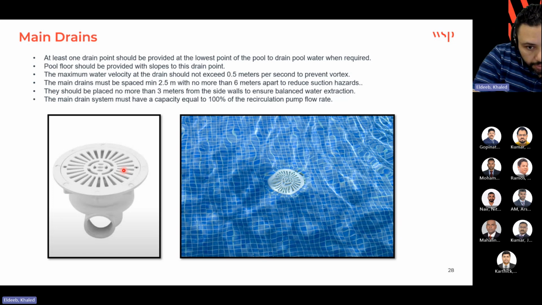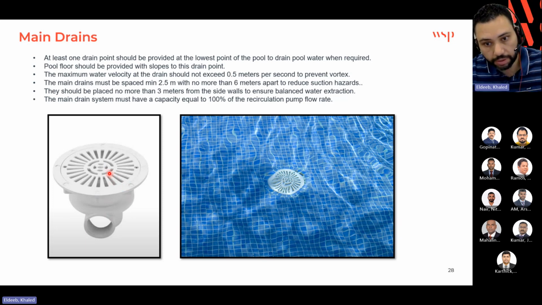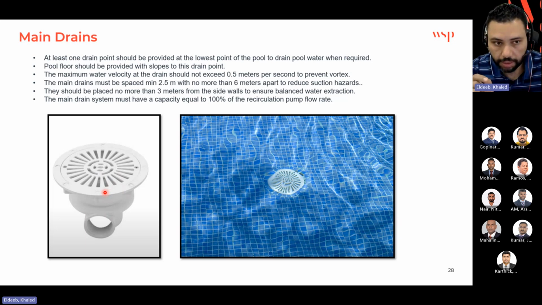So the cover must be securely fixed and heavy enough to prevent swimmers from accidentally or even intentionally removing it. It should not be removed at all, and there are different models of this. This is a key safety measure to prevent entrapment accidents. Also, the openings in the drain cover should not exceed 12 mm, like 1.2 centimeter, to prevent fingers or toes from getting stuck. It should be small, 12 mm.